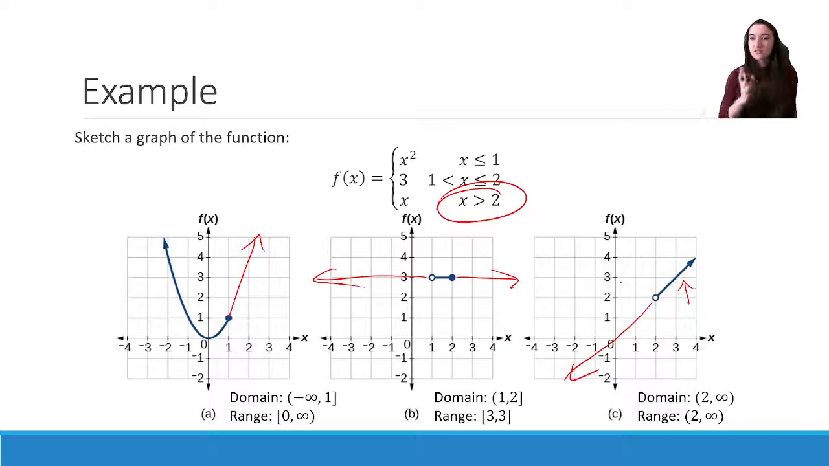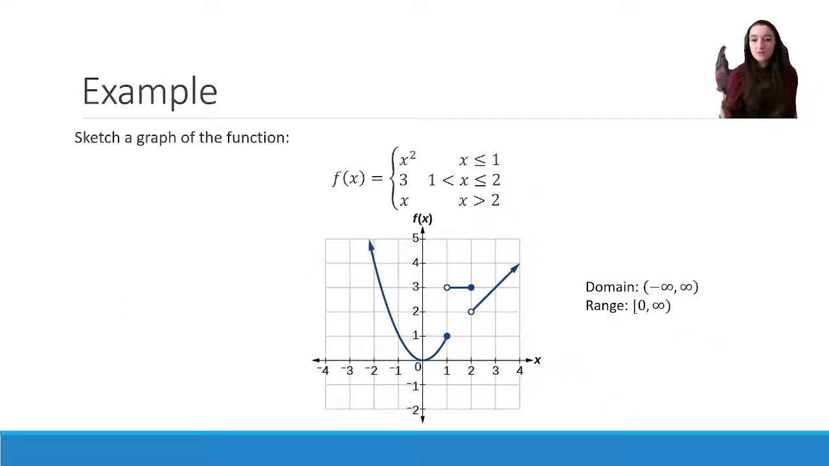Okay, so these are 3 separate graphs. The graph of this function, f of x, is going to be all 3 of them together. And so we have a final answer with a domain of negative infinity to positive infinity, and a range of 0 to infinity, even though it's not all connected. That's going to happen fairly often with piecewise functions. It doesn't have to be connected.